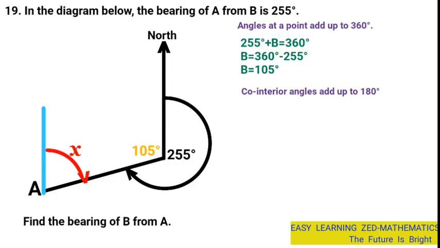In case you are wondering why we are using that property, which is co-interior angles add up to 180 degrees, you should know that the blue line here is the north line. And they are parallel to each other as they are going to the same direction and they will never meet. So these are north lines that are going upwards, so they are not going to meet. They are parallel to each other. Since they are parallel to each other, the line AB becomes a transversal.